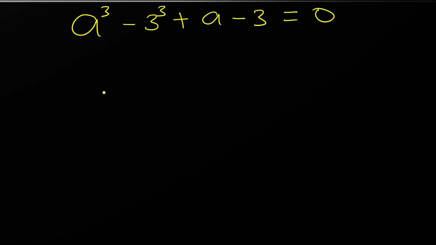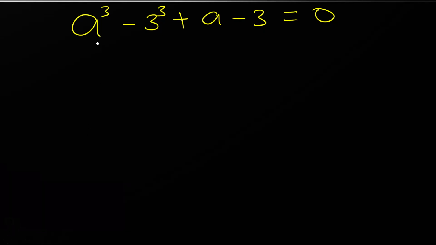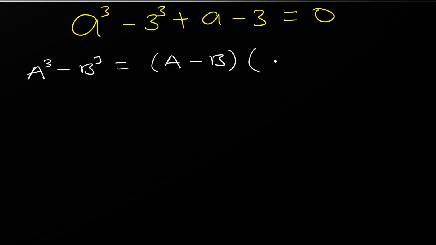Now let's be very careful here. Okay, now a cube minus 3 cube is the same as a cube minus b cube. So we call this one the difference of cubes. That will be a minus b, times the first term squared plus the product of the 2 plus this one squared. Okay, simple as that.